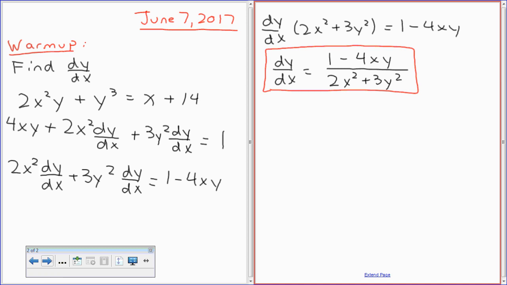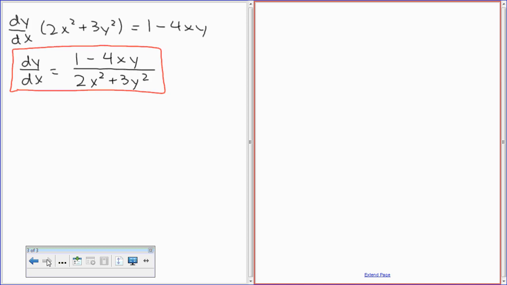All right, ready for today's lesson? Let's go. So today's lesson's called the derivative of exponential functions. Okay, this is our last derivative rule of the course.